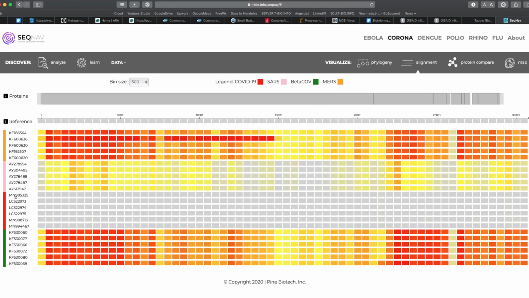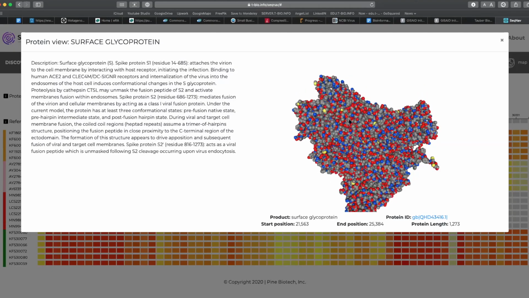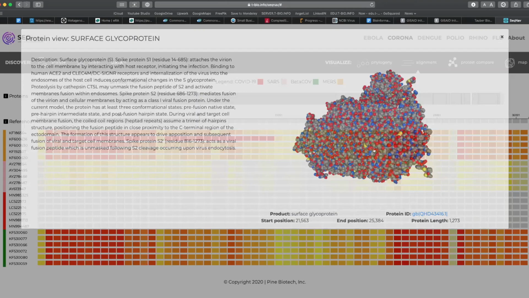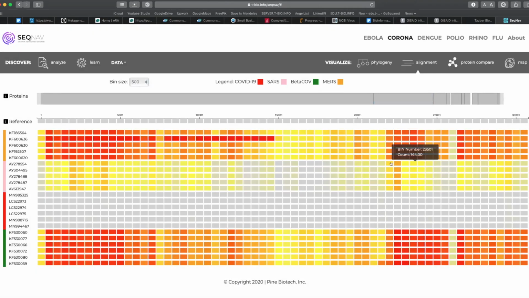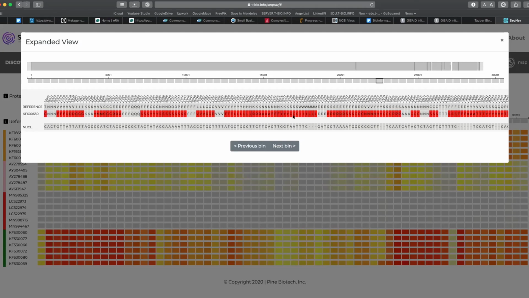So there's MERS, beta coronaviruses, COVID-19 and then the original SARS. And you can see how those are mapped on the different proteins on the reference genome. For example, if we look at the surface glycoprotein, you can appreciate the structure and the function of this protein, and then look at the differences between those different types of genomes, for example, by expanding the view and looking at the nucleotide sequence and the amino acid sequence, and how that translates to specific differences between those different genomes.